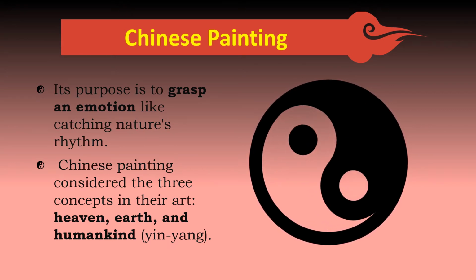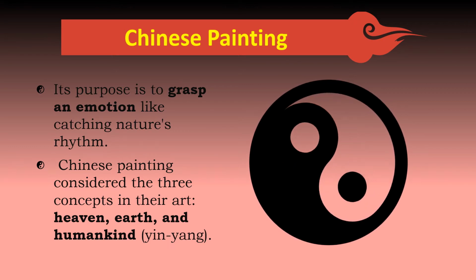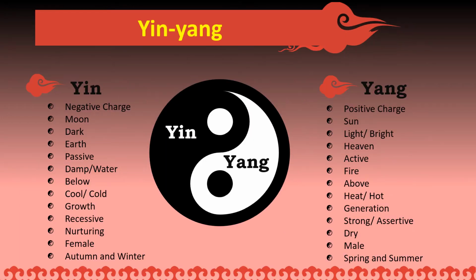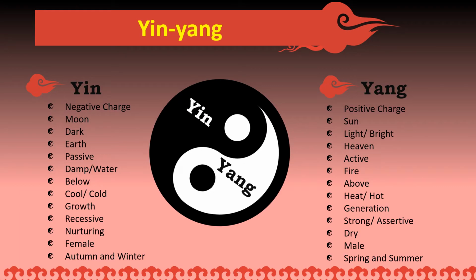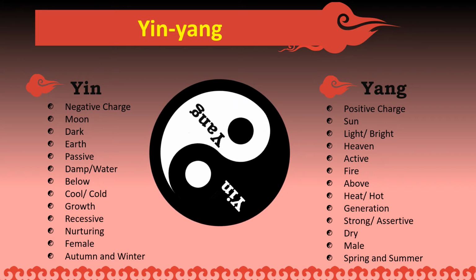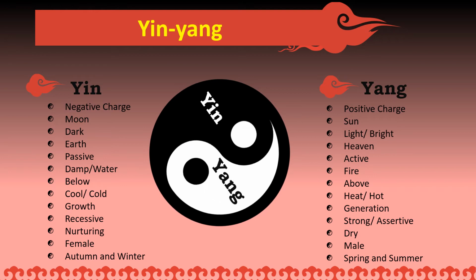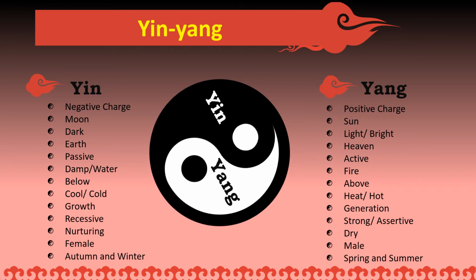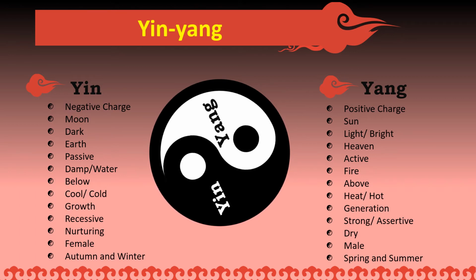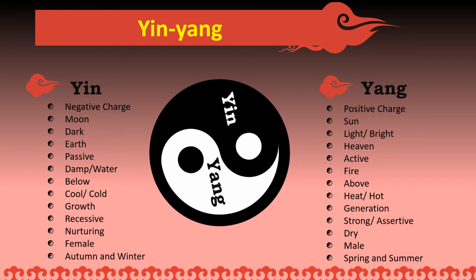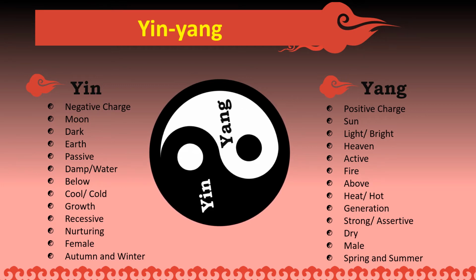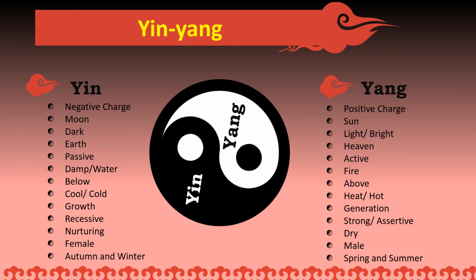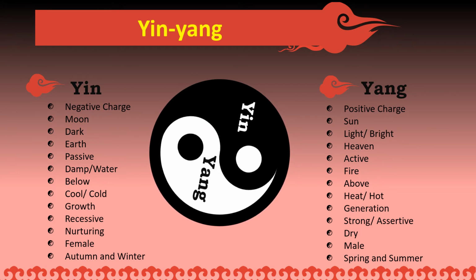Chinese painting considered three concepts in their art: heaven, earth, and humankind. Yin-yang. Yin: negative charge, moon, dark, earth, passive, damp or water, below, cool or cold, growth, recessive, nurturing, female, autumn and winter.